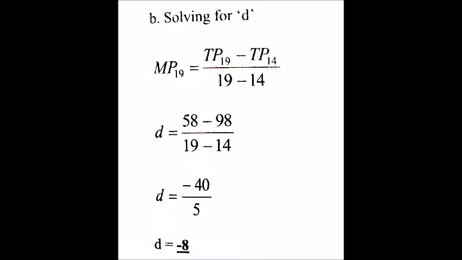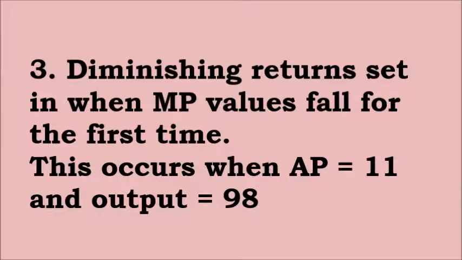Now let's solve for question 3. Question 3 says, at what values of AP and total output does diminishing return set in? So we say diminishing return sets in when MP falls for the first time. This occurs when AP is equal to 11 and output is equal to 98. Most of you had this question wrong in the exams.